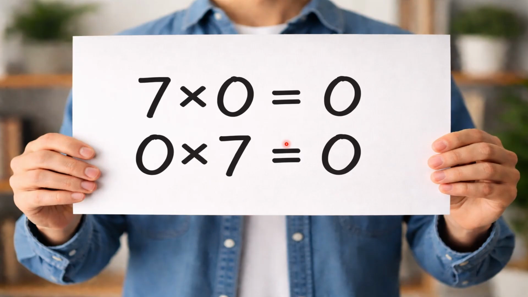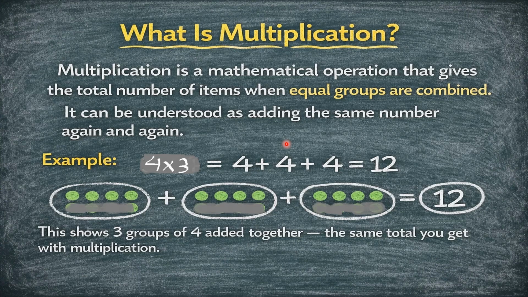7 times 0 is 0. 0 times 7 is also 0. I don't really understand this. I think what's happening is people are confusing multiplication with addition. 7 plus 0 is 7. 7 times 0 is 0. And I think it's really a breakdown in the understanding of what multiplication is.